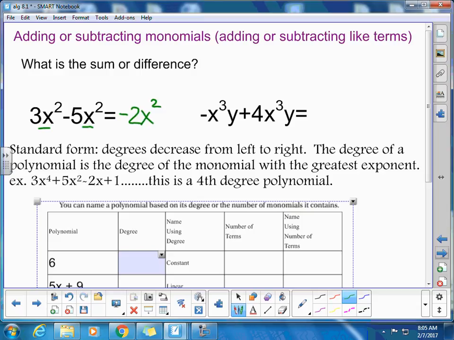Again, we're kind of just gathering like terms. So here are our terms the same. It doesn't matter what the coefficient is, but we have x to the third y, x to the third y. So we have some terms we can combine. Negative, this would of course be a negative 1 x to the third y plus 4. So negative 1 plus 4 is 3x to the third y.